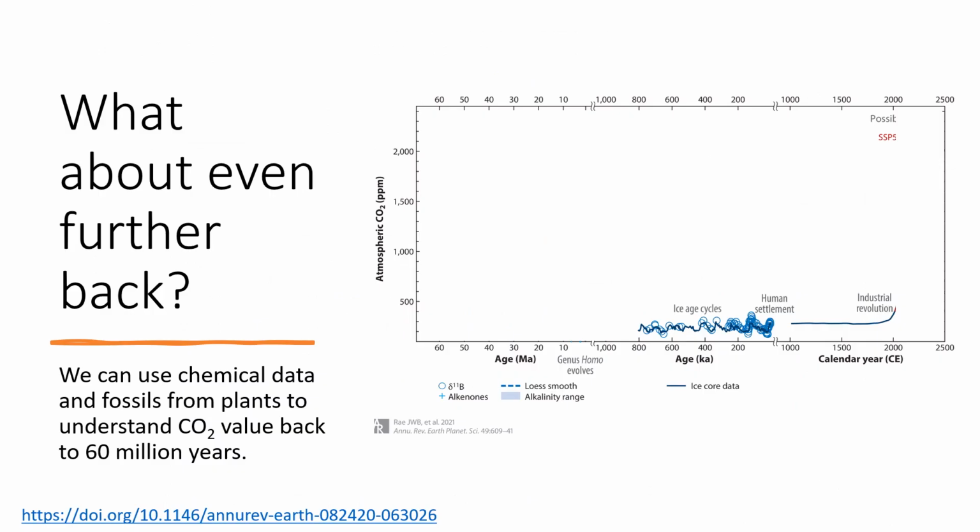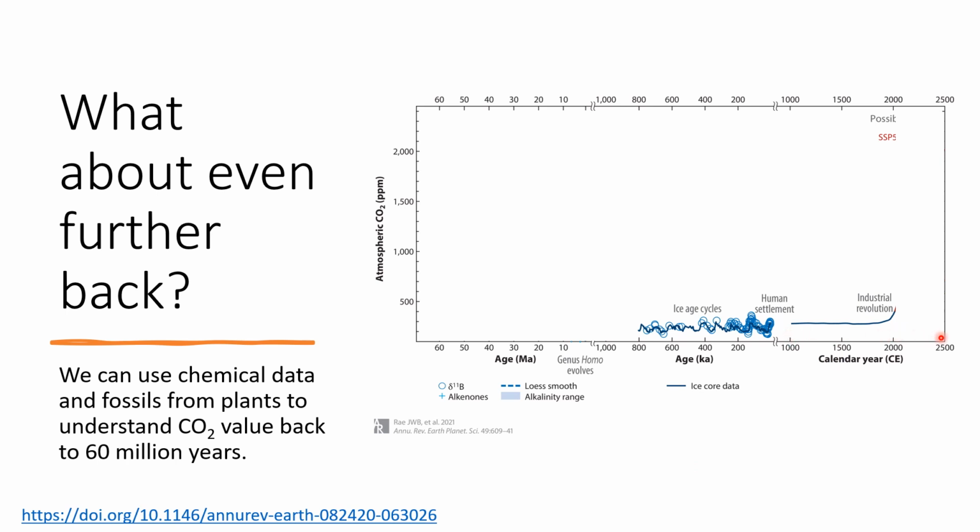So, what about even further back in time? How do we understand what the Earth might look like under different carbon dioxide conditions? Well, although the ice cores run out at about 800,000 years ago, there are other ways of looking at this. We can use chemical data and fossils from plants and things that live within the ocean to understand carbon dioxide further back in time. So I'm going to spend a little time explaining this graph, which is from Ray et al. 2021, the reference for this, and you can get it from this link down here.